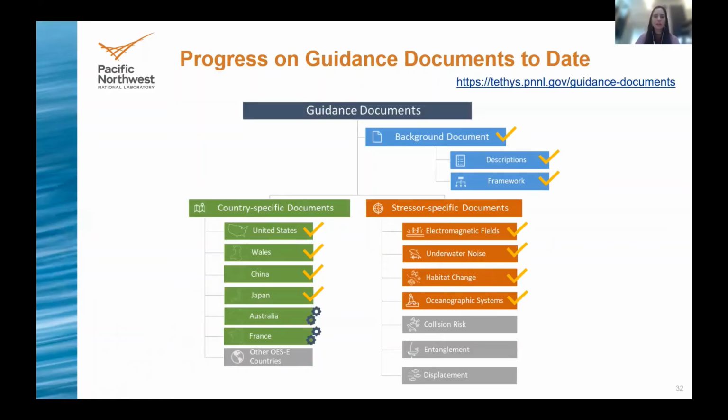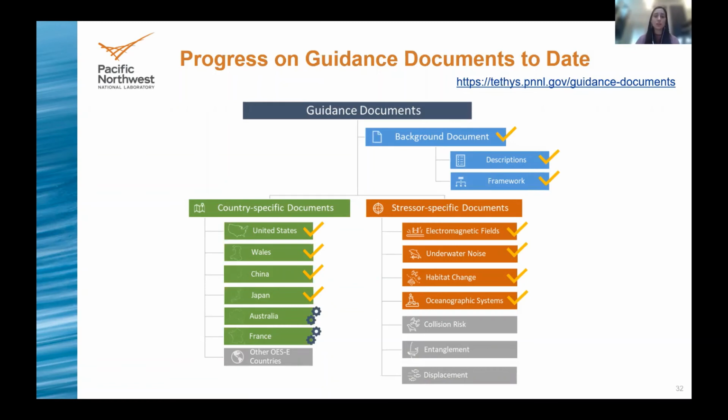So to wrap up the guidance documents, I just wanted to show a quick overview of how all these different pieces fit together and where we are in the process. So far we've completed the background documents, which includes those descriptions of regulatory categories and the framework that Debbie provided a brief overview of. For the stressor specific documents, as I mentioned, we've completed electromagnetic fields, underwater noise, habitat change, and oceanographic systems. We will be working on collision risk, entanglement, and displacement, but those will come in the future, especially as information is more available.